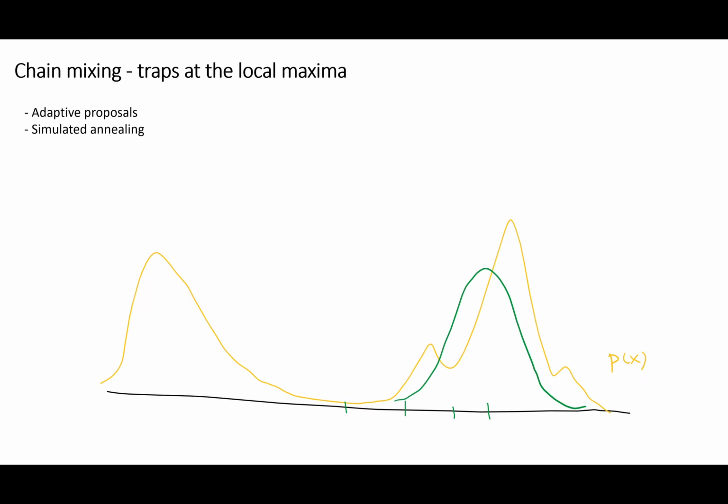I will move my proposal there again, lower the variance a little, and propose a new sample. I will move the proposal there, and again, this time I reduce the variance a lot, but I will slowly reduce the variance again. And this is how it works. So you can play with the proposal distribution and adjust it.